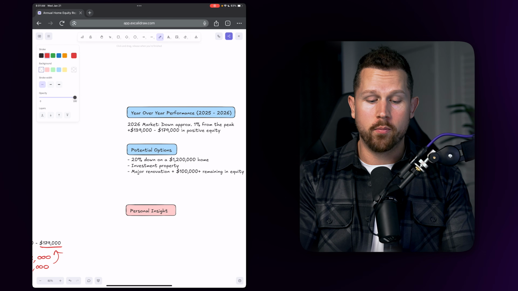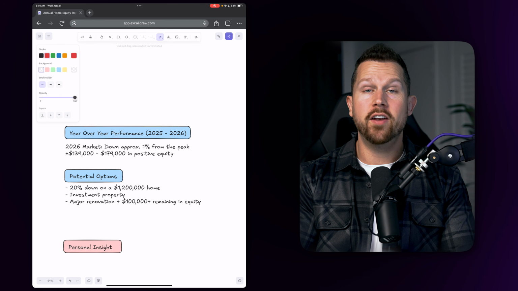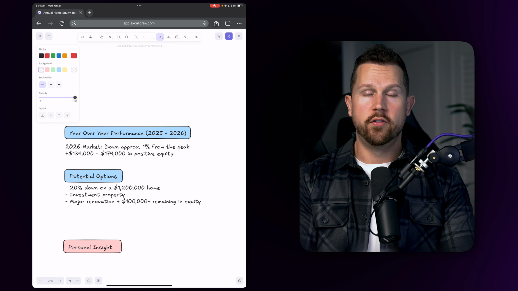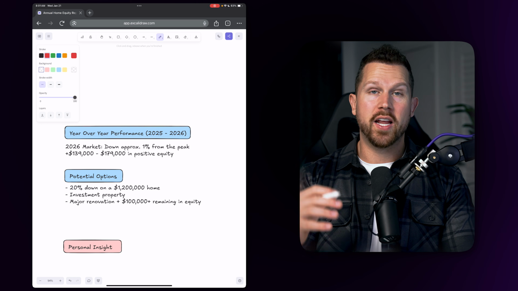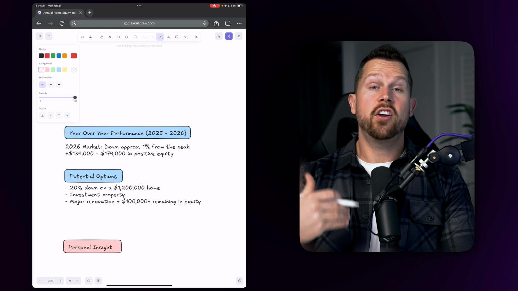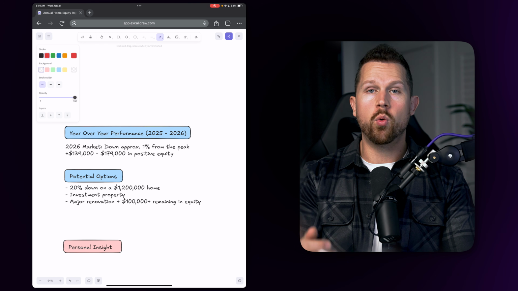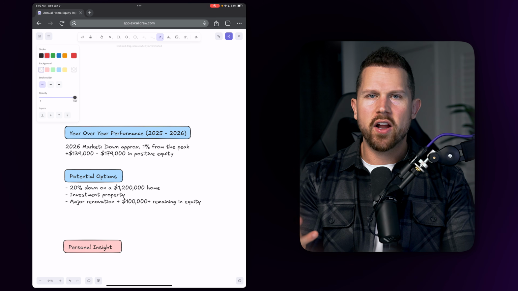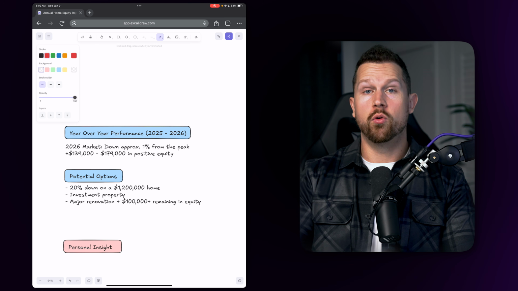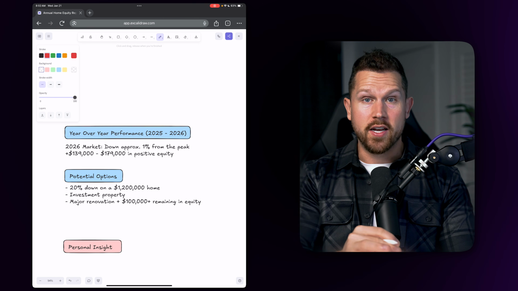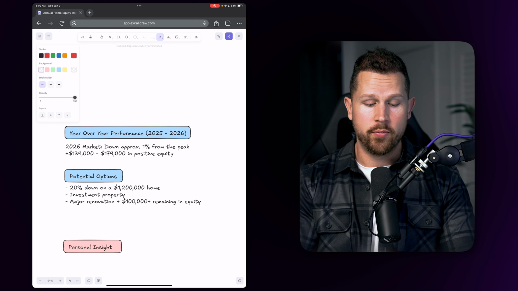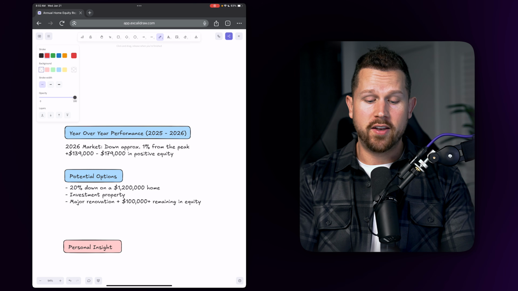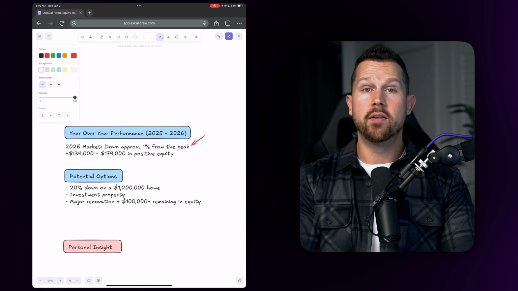Let's look at the most important part. Now, transparency, honesty is critical here. We can look at the year-over-year performance. So I always like to do this because it's going to give a bit of a snapshot where you can actually build further trust, because the majority of agents just say the market's always great or some very generic positive approach to it. But people want reality. They want honesty. They want transparency. So we can look and say, okay, based on it being 2026, the market's down approximately 1% from the peak.